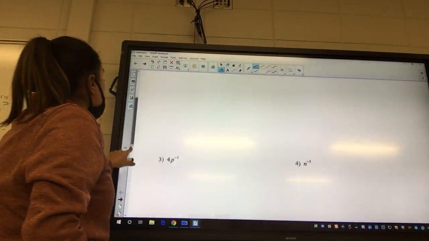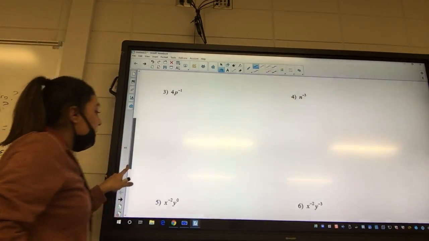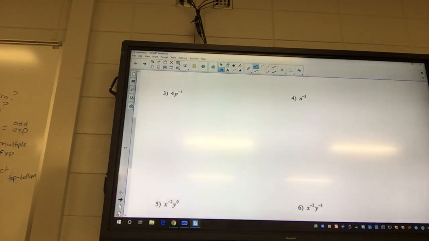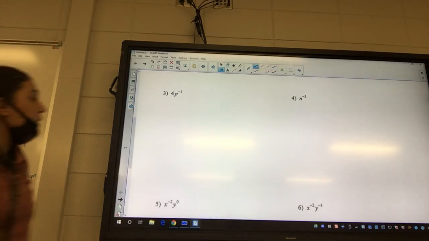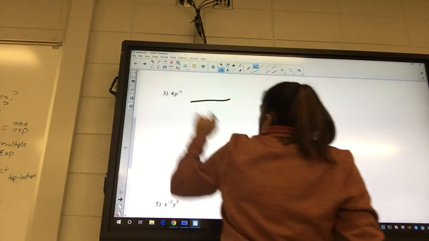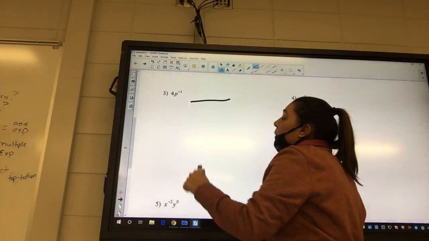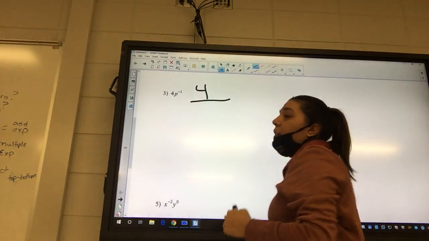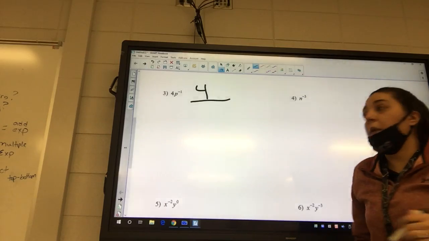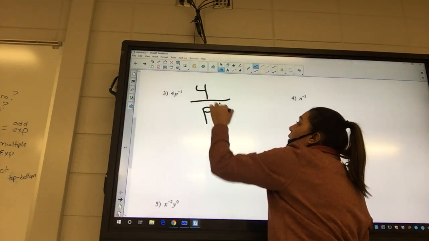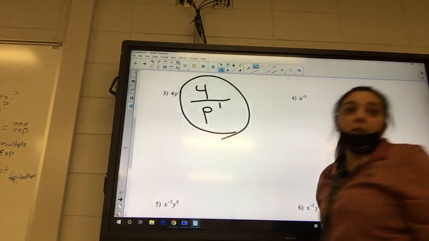Okay, look at 3. This whole page is still simplifying. Is there any zeros? Is there any negatives? Yeah. So draw your fraction bar. Where does the 4 go? Top. P to the negative 1 goes on the bottom, and it becomes a positive 1. And that's it. We're done.